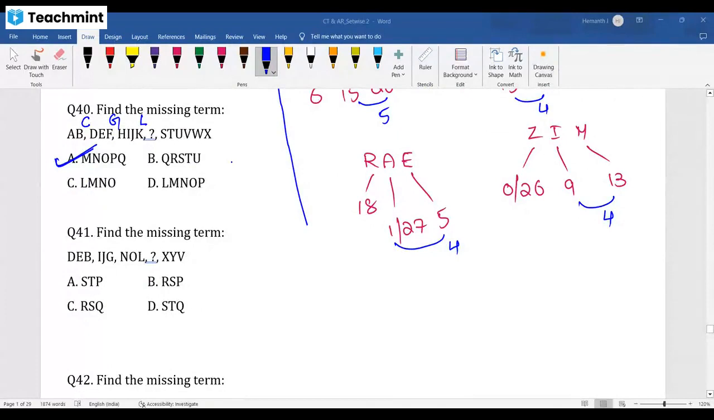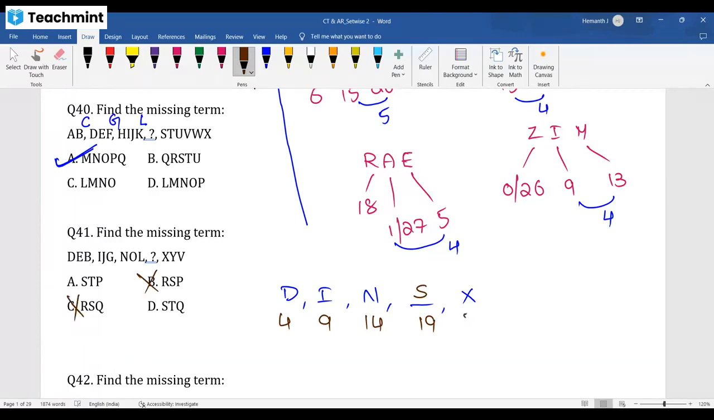Next, take first letter separately. What is first letter? D, I, N, blank, X. Okay, D is 4, I is 9, N is 14. Next should be 19. S is correct. So first letter should be S. X is 24. Two lines, four directions.